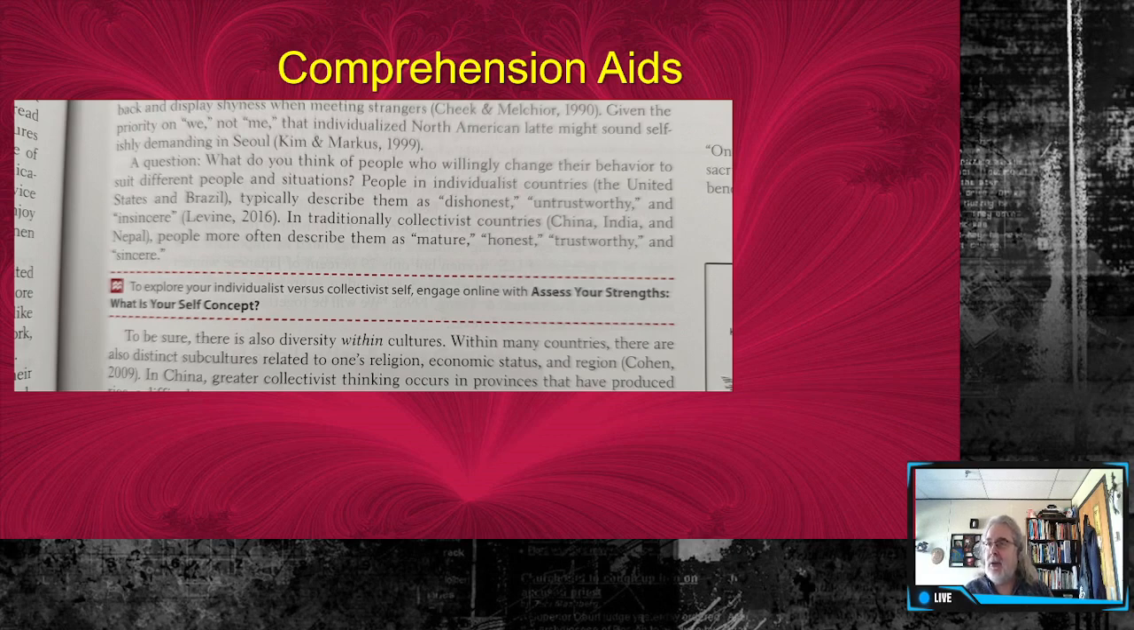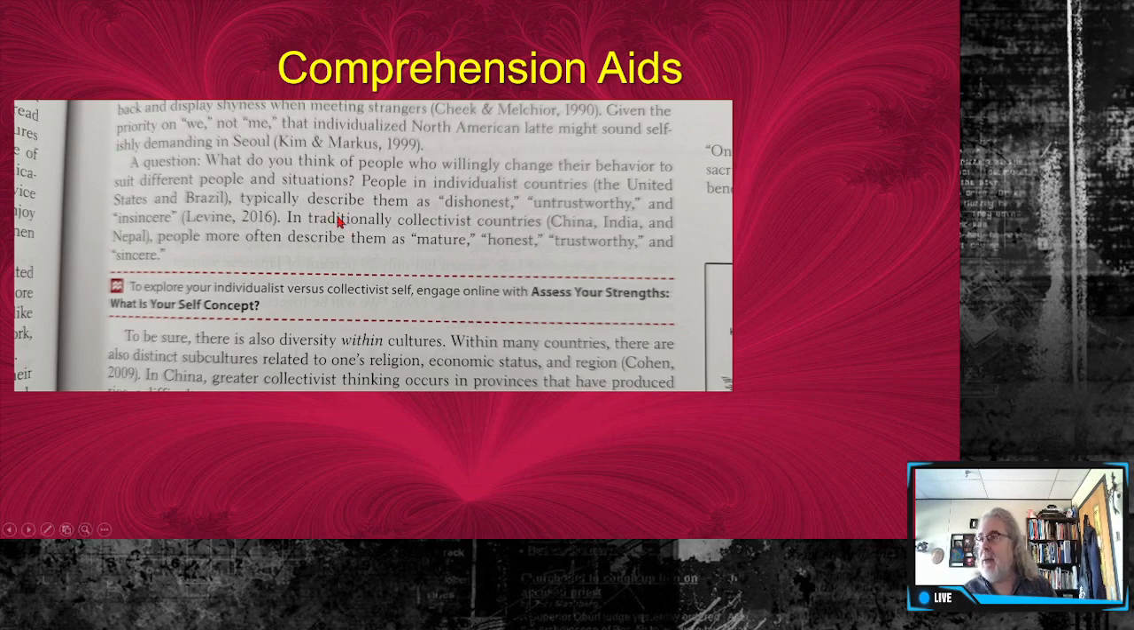I would encourage you to do that. Whenever you have a textbook that tells you to go to a certain website, take advantage of that. The main reason is that you might learn something more about the topic.